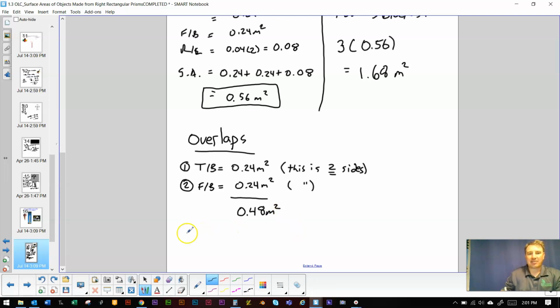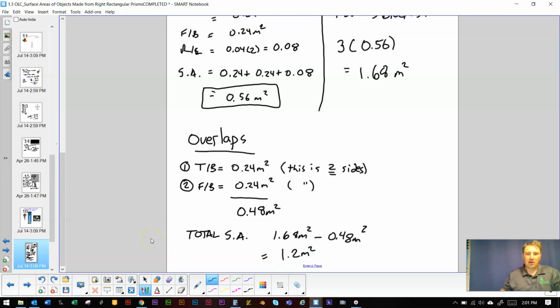Now we got to go to the last step. So our total surface area is going to be what we started with, which was 1.68 meters squared, which it would be if they were separated, but we got to get rid of all the overlapping. So that's 0.48 meters squared. And our final answer is 1.2 meters squared.